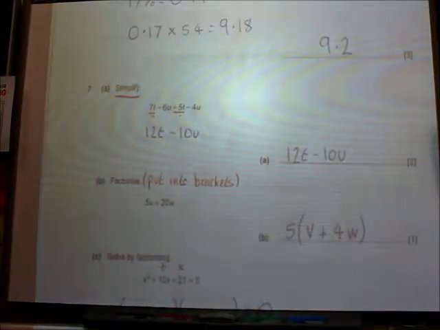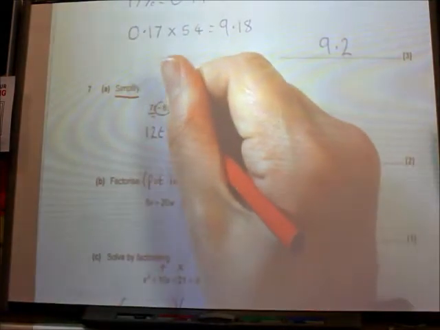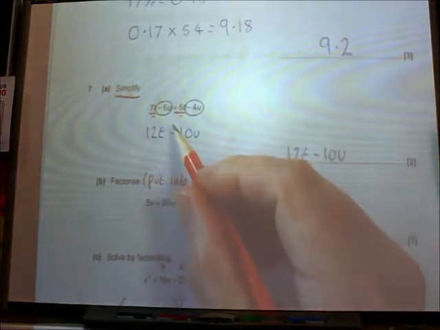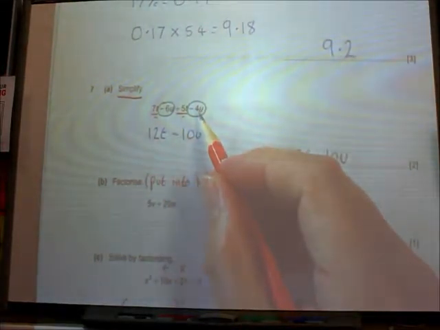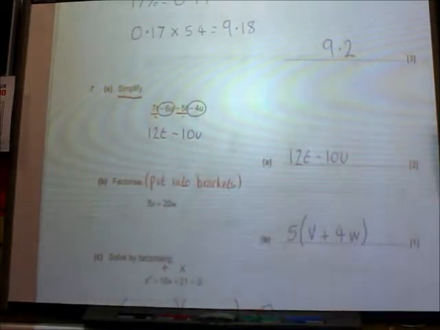The next bit is you've got minus 6u take away 4u. So basically you're doing minus 6 take away 4, which is minus 10. So it's 12t take away 10u. So that's your answer to that one.